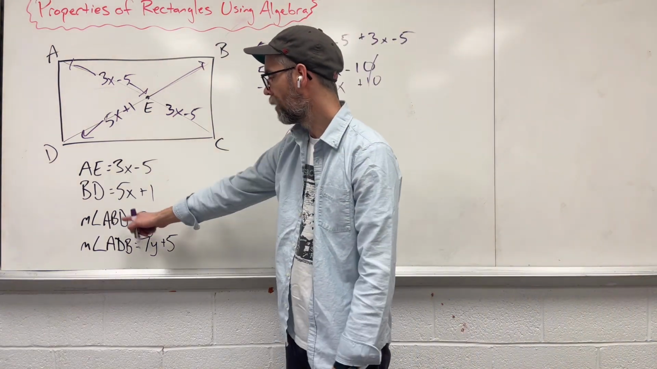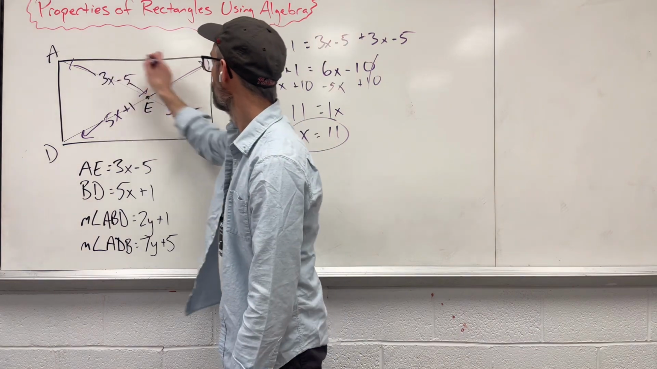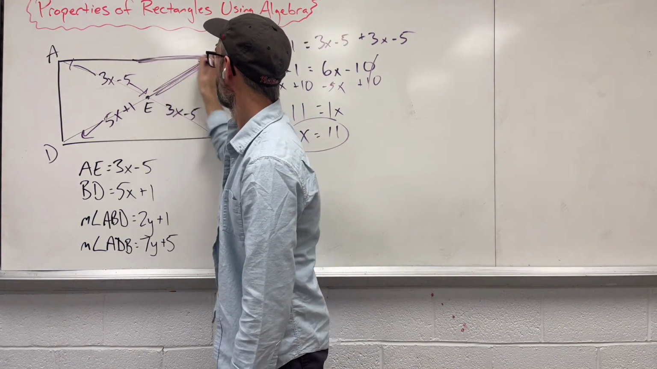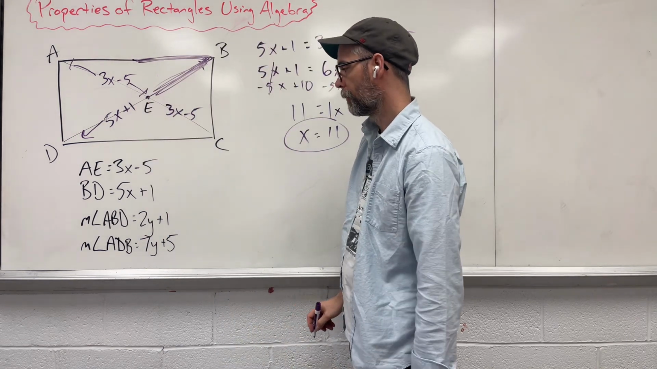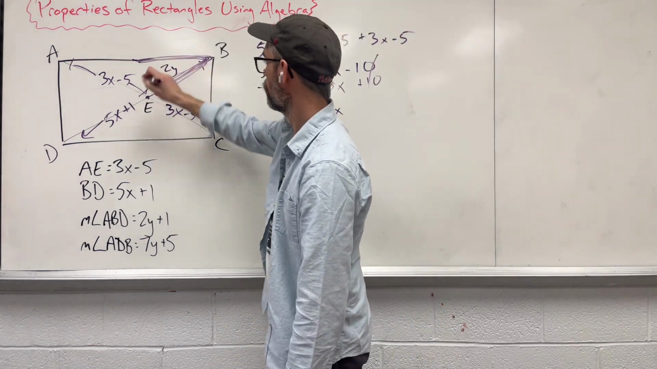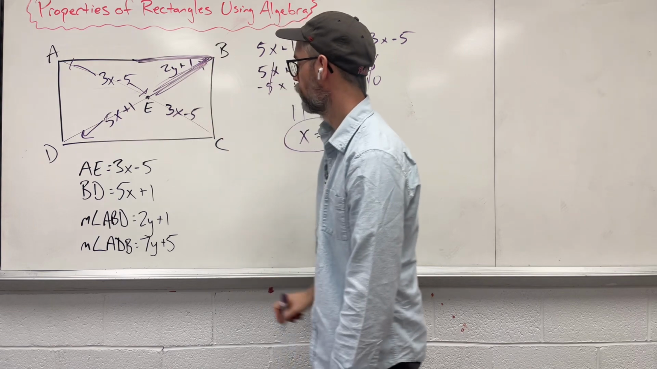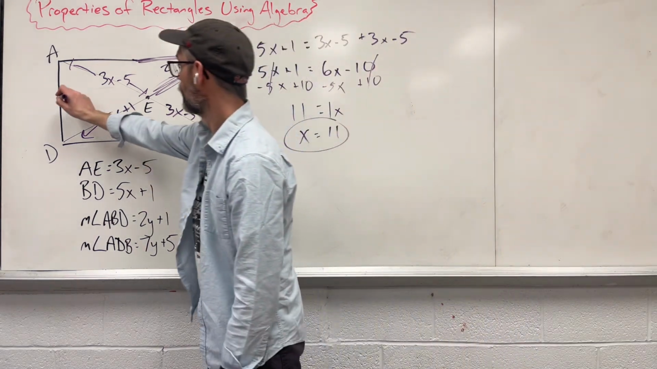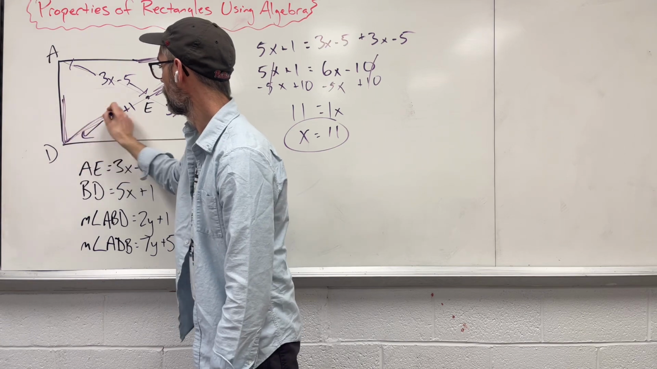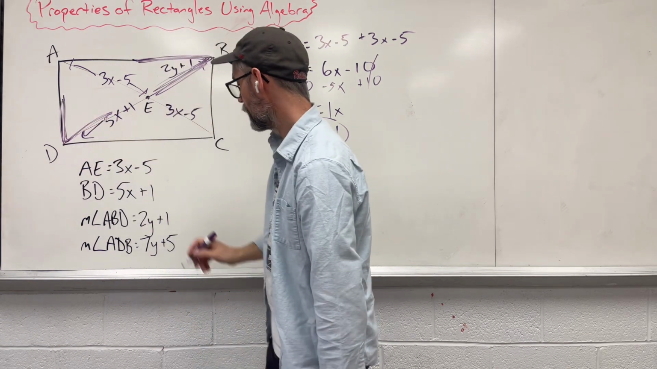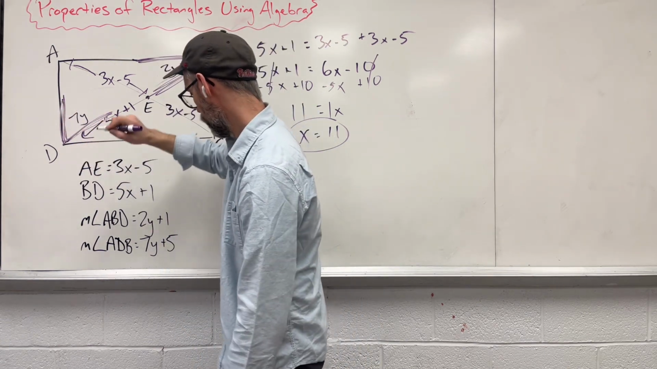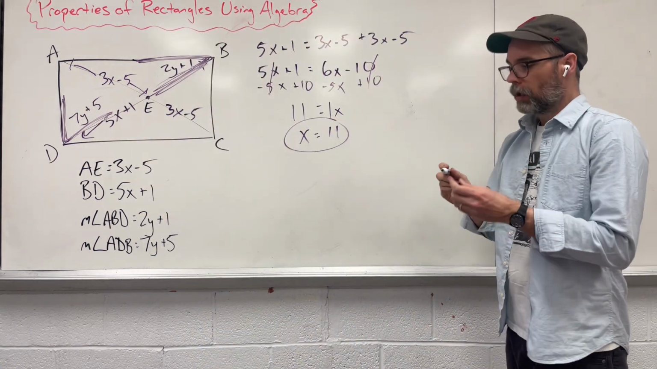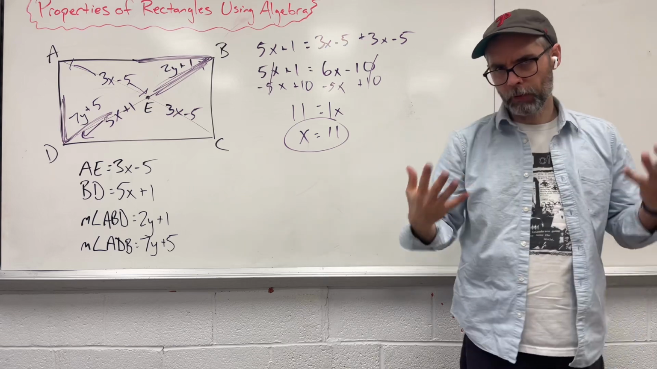Now let's take a look at the angles. We know that angle ABD, so we're talking that right there is a measure of 2y plus 1. And then we have angle ADB, which is 7y plus 5. Okay, let's talk about rectangle angles.